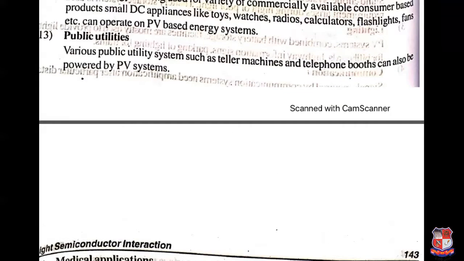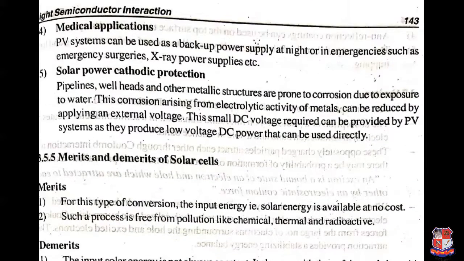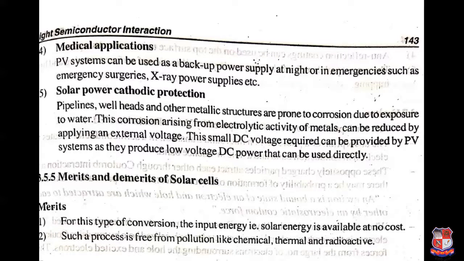Next, public utilities. Various public utility systems such as teller machines and telephone booths can also be powered by PV systems. Next, medical applications. PV systems can be used as a backup power supply at night or in emergencies such as emergency surgeries, X-ray power supplies, etc.